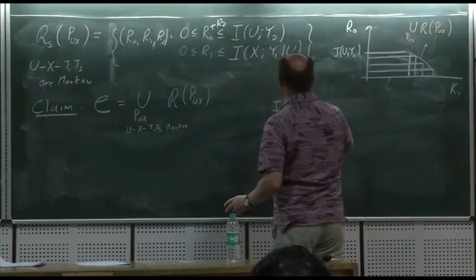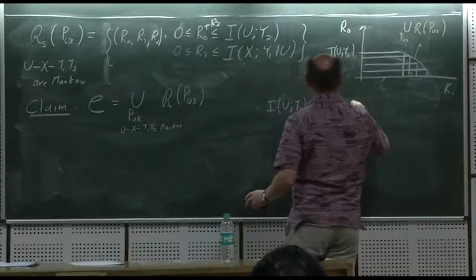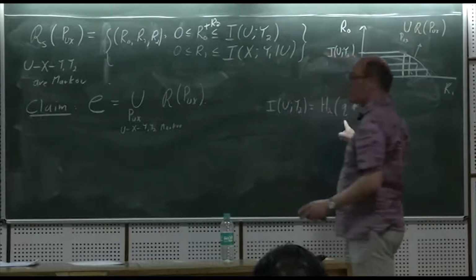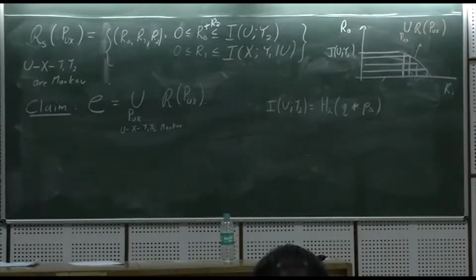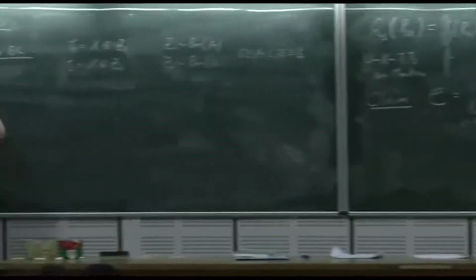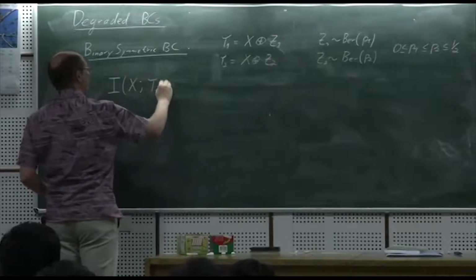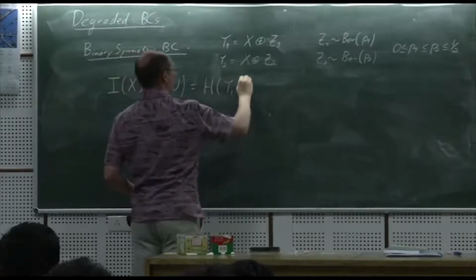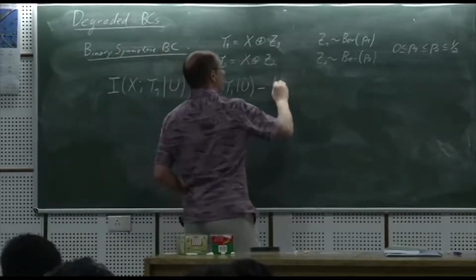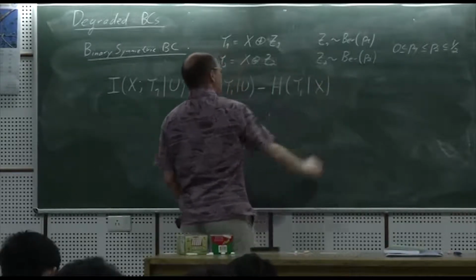I(u; y2) is h2(q star p2), because remember we still can optimize over q, right? So we'll do that in a moment. Okay, so let's do the second mutual information. Okay, what about I(x; y1 | u)? Well, that is the entropy of y1 given u minus the entropy of y1 given x and u, but that's just y1 given x.